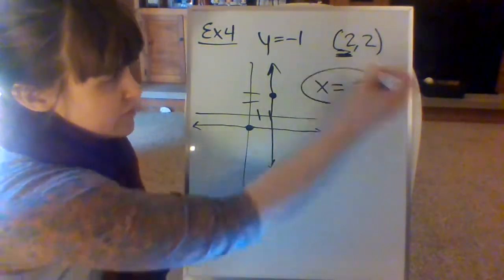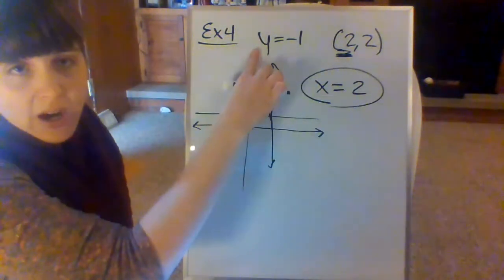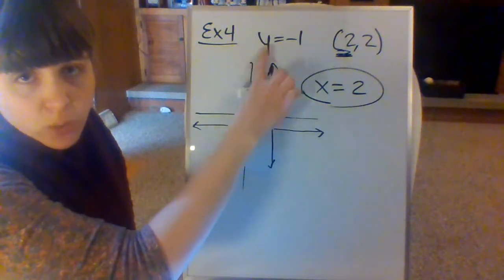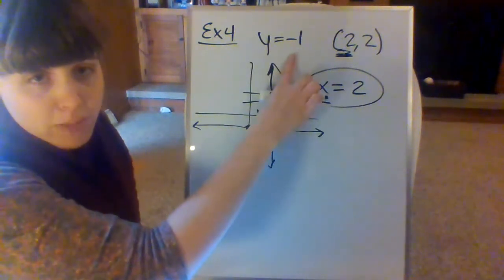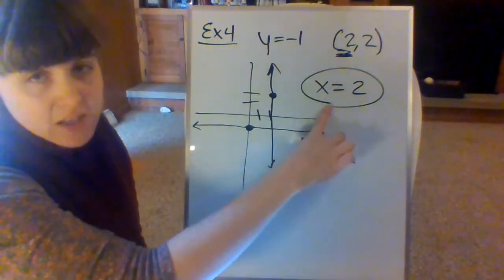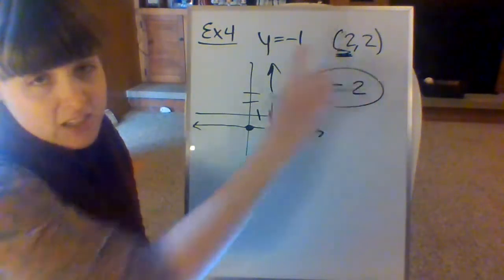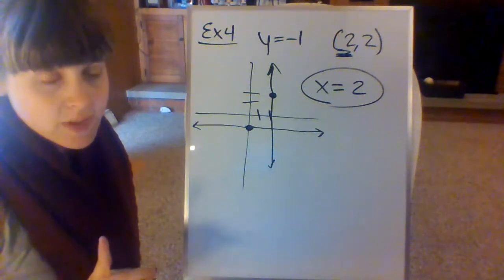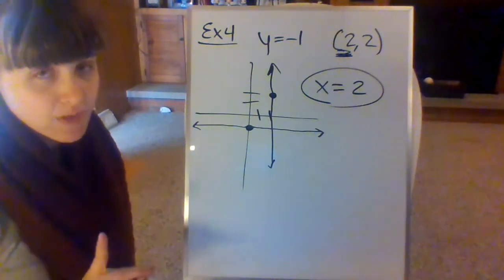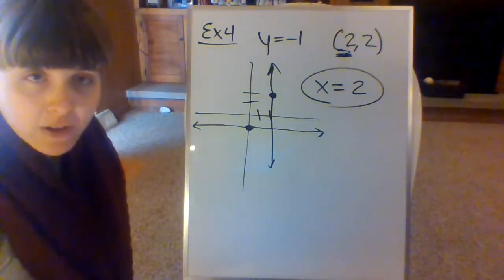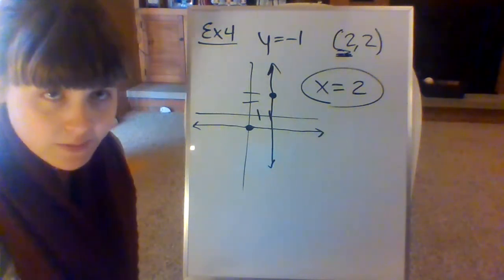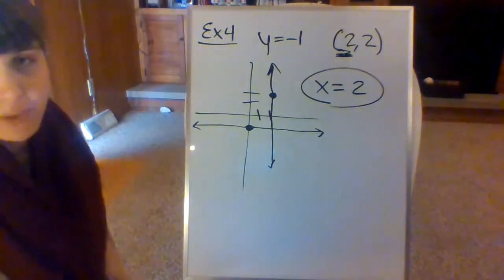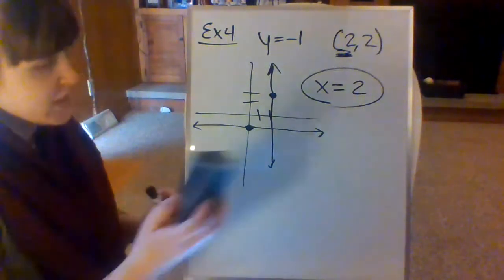So our equation of this line is going to be the x of our point, x equals 2. So when you have a y and you want something perpendicular to y equals a number, perpendicular to it is going to have to be x equals a number. And it's going to be the x of your point. Okay, so the same can be said if you're asked to find a perpendicular line to x equals a number. Same logic applies. So let's look at the last example.